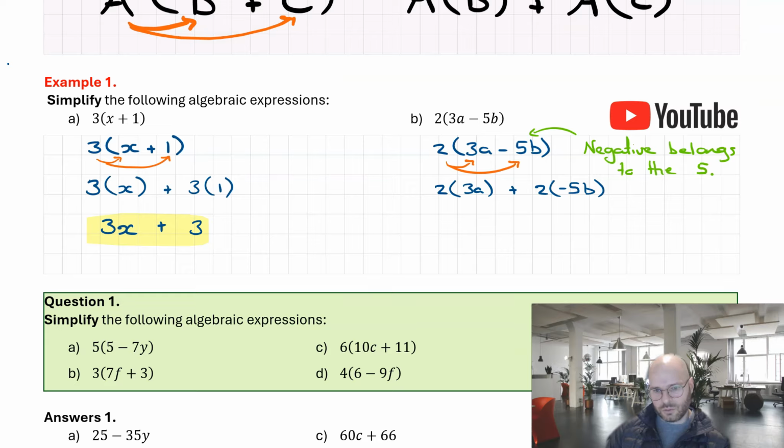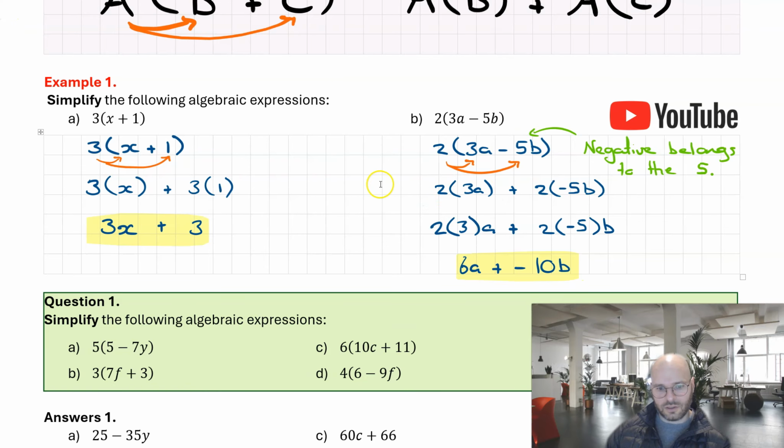Expanding this out, 2 by 3a is going to be 2 times 3a, which is the same as saying 2 3a, plus 2 minus 5b. Finishing this off, 2 3s are 6, plus 2 by minus 5 is negative 10b, and therefore we get our completed answer. If you like, you can get rid of the plus symbol and just have the negative there, or if you don't like it, you can keep it like that. Either answer is fine.